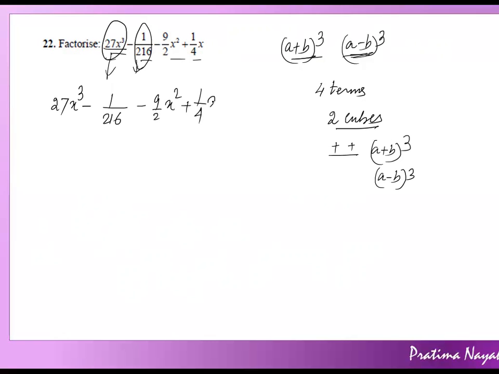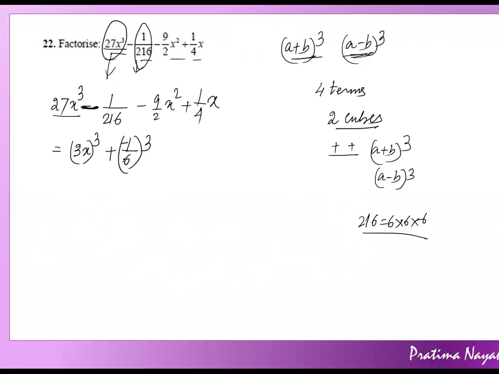Once I identified, now I have to justify, or I'll write in the form of a plus b whole cube's formula. So I'll write this is 3x whole cube, because 3 multiplies 3 multiplies 3 is 27. Next I'll come to this, your 216 is equal to 6 into 6 into 6. So if you can identify, then your job is 90% over. So I'll write this is minus 1 by 6 whole cube. Then only it will be negative here. So don't ignore this negative.